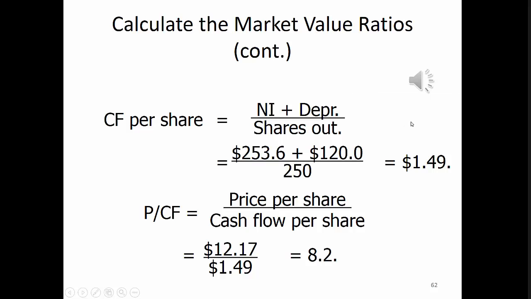We can also calculate the cash flow per share. Here we use net income adding back depreciation as a rough estimate of the total amount of cash flows generated by this company this year. So adding 120 depreciation back to net income, and then divided by the 250 million shares outstanding, we have cash flow per share as $1.49. Price over cash flow ratio then is calculated as the stock price divided by the cash flow per share that we just calculated, and we get the result of 8.2.